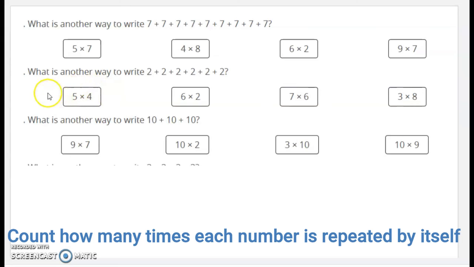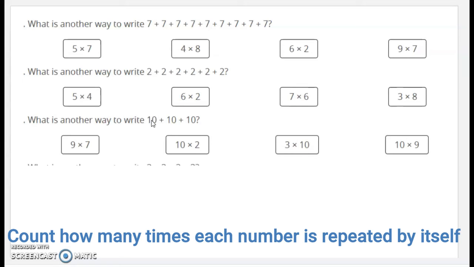The same with the second activity, which is 2 repeated some number of times. You are going to count how many times the number 2 is repeated by itself, and then you multiply by the times that number is repeated. The same with the number 10, how many times 10 is being repeated by itself, and then you multiply by the number of times 10 is being repeated. Take your time, think about these 3 equations.